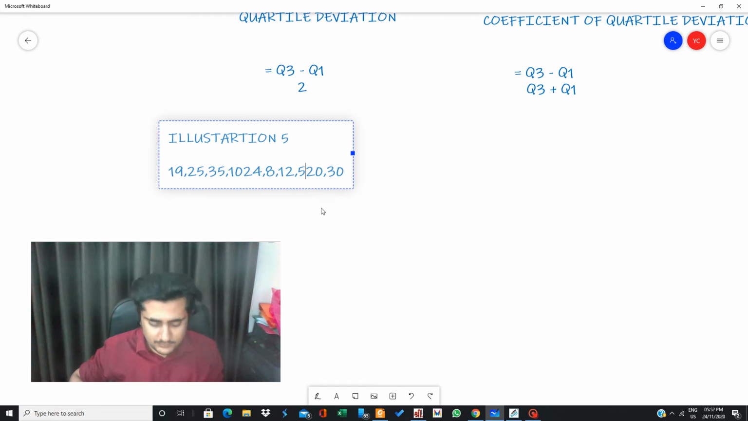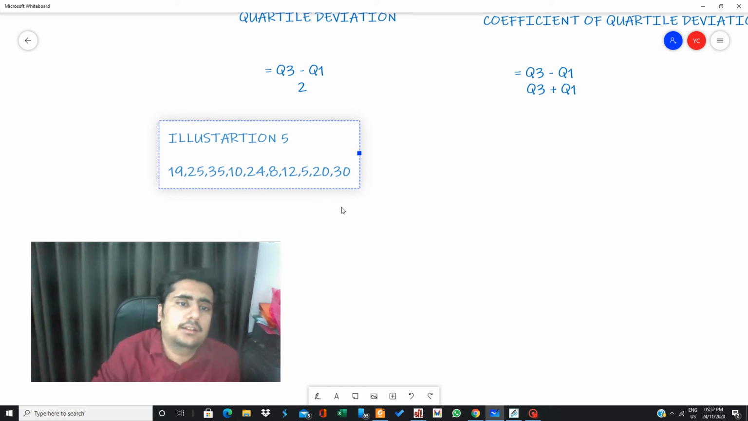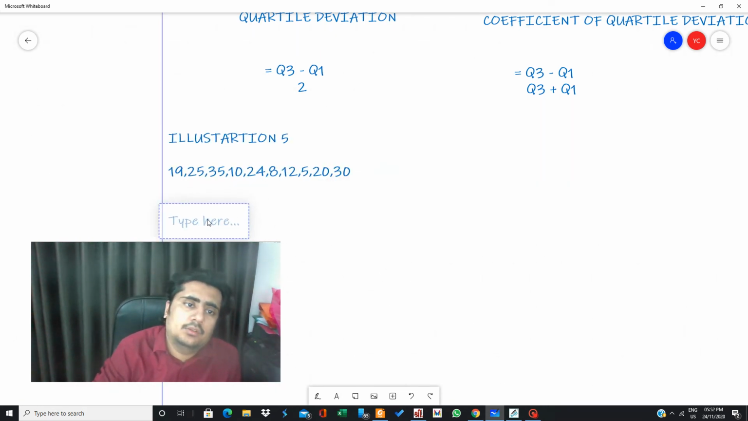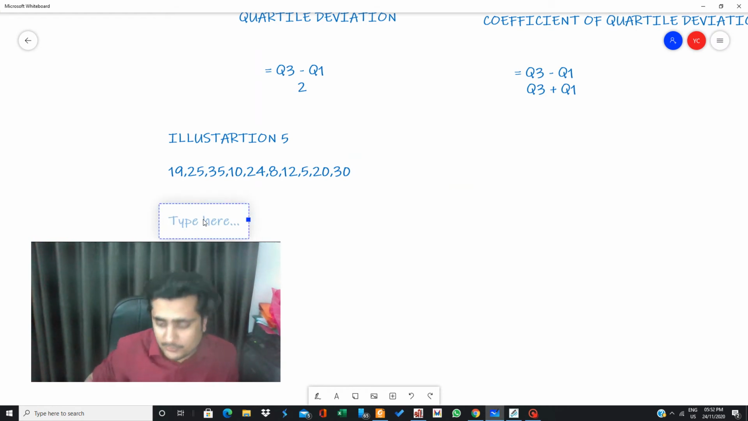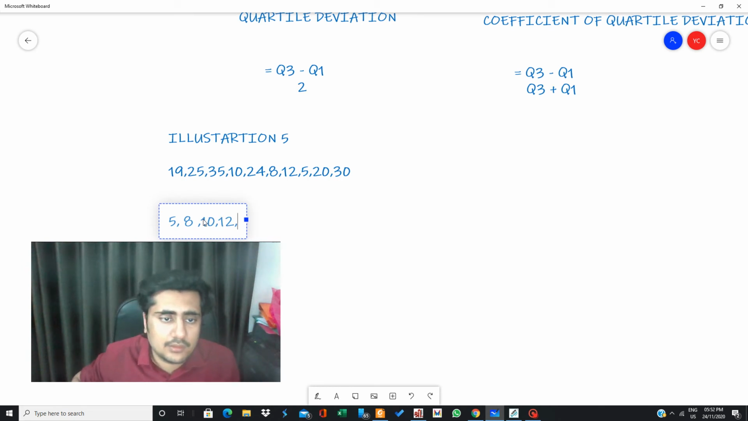So I got 1, 2, 3, 4, 5, 6, 7, 8, 9, and 10 digits. Now I'll arrange these digits in ascending order. Very first is 5, then I got 8, then 10, then 12. After 12 I got 19, I guess. Yes.